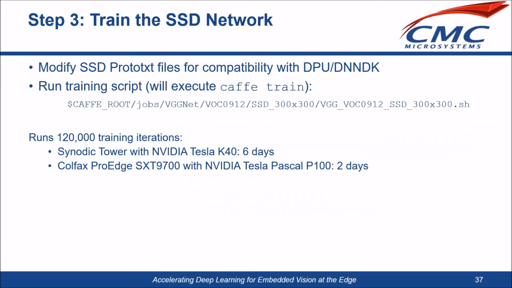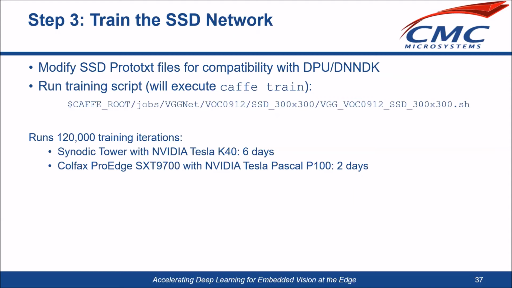The next step is training the SSD network. There are some adjustments that are required and documented by Xilinx for compatibility with the downstream DNNDK quantization and compilation tools. This is a matter of changing a few layers in one of the files. Once the adjustments are made, a script will run the training. The script is shown here.